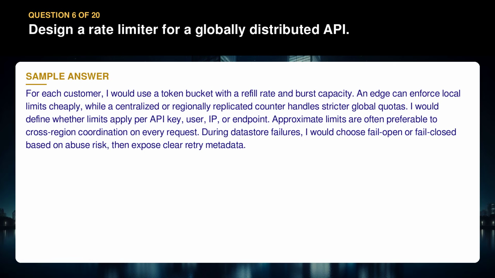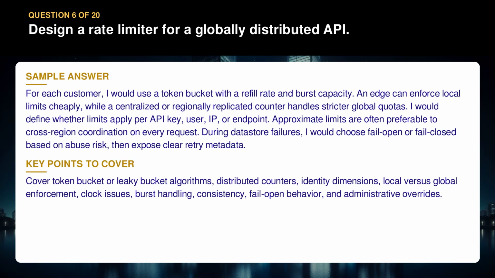During data store failures, I would choose fail open or fail closed based on abuse risk, then expose clear retry metadata. Cover token bucket or leaky bucket algorithms, distributed counters, identity dimensions, local versus global enforcement, clock issues, burst handling, consistency, fail open behavior, and administrative overrides.